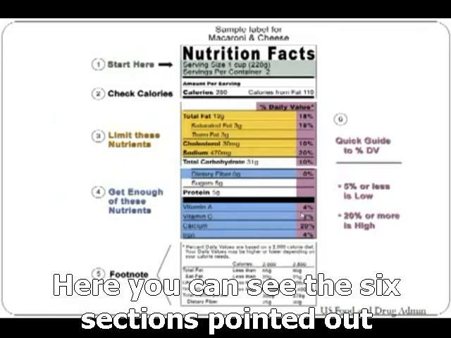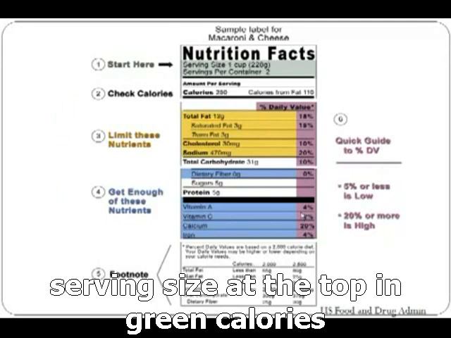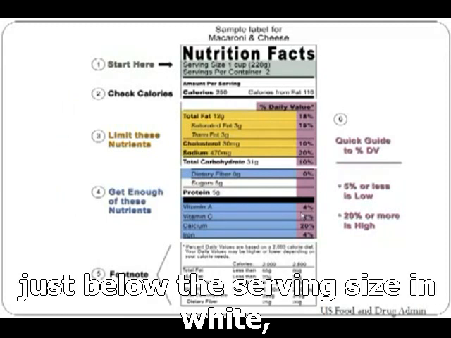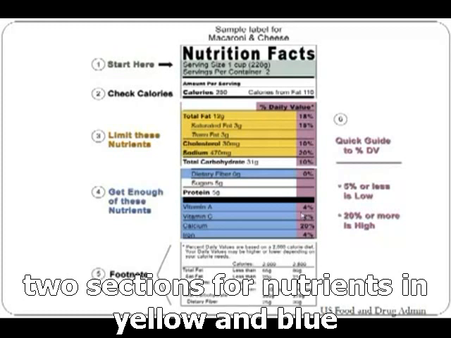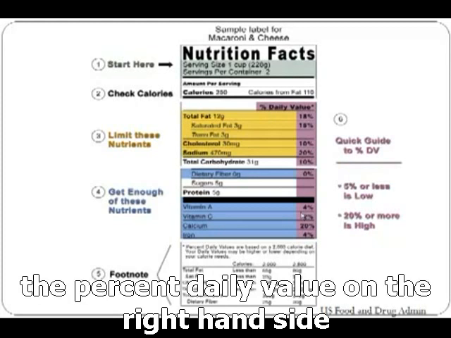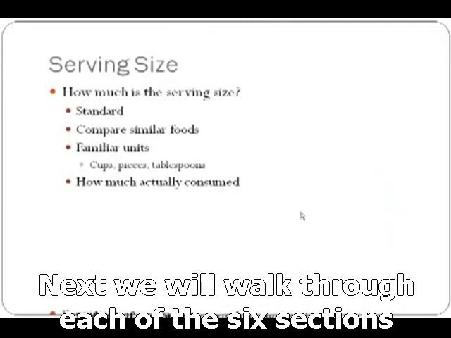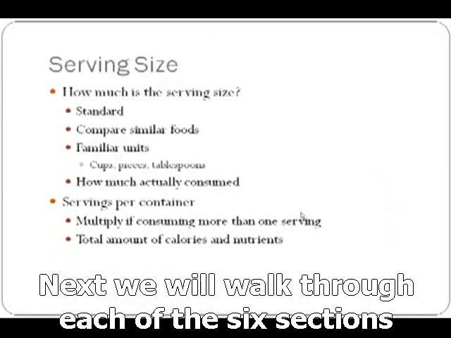Here you can see the 6 sections pointed out on the previous slide. Serving size at the top in green, calories just below the serving size in white, 2 sections for nutrients in yellow and blue, a footnote in white at the bottom, and the percent daily value on the right-hand side highlighted in purple. Next, we will walk through each of the 6 sections.